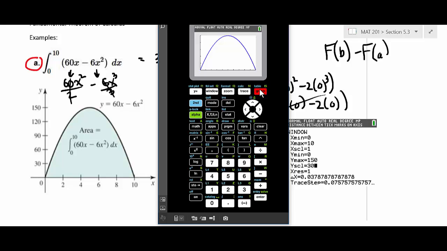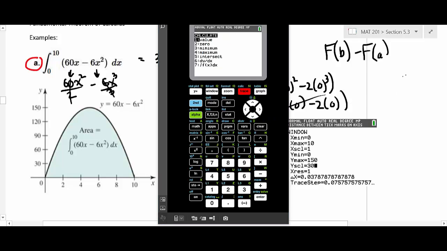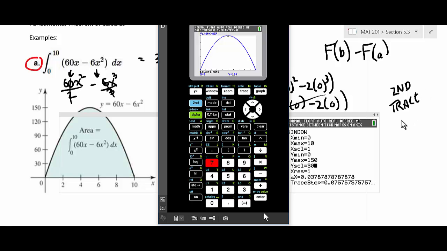And I'll just remind you of how you do this, so make a note of this if you need to. What you do is you go to second, and then trace. Whoops, calculator keeps disappearing. Let me fix that real quick. Okay, so we just go second trace. And when you do that, you go option 7, which is the integral. You put the lower limit in, which is 0. That's the lower limit of the integral. Press enter. You put in the upper limit, which is 10.